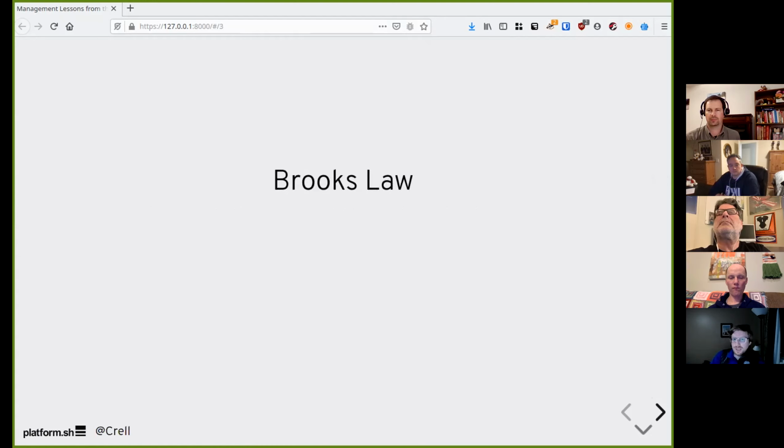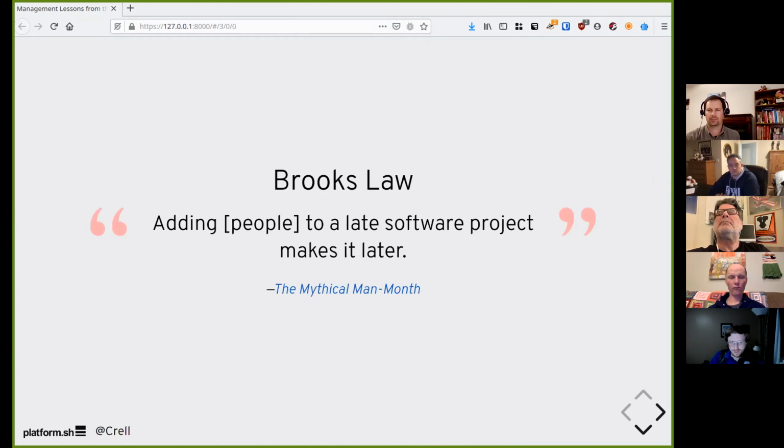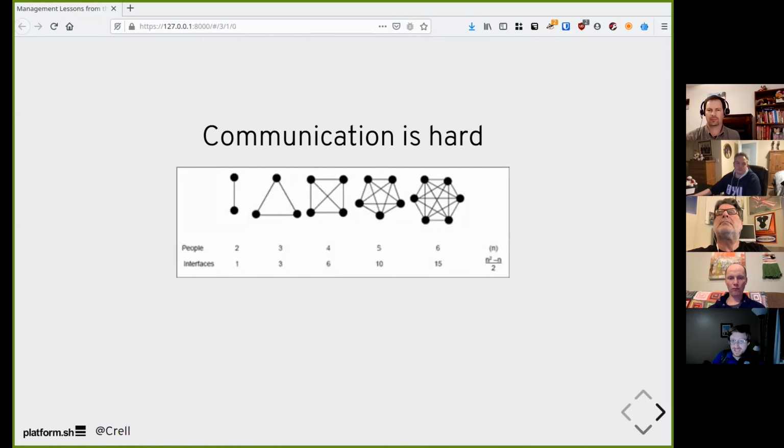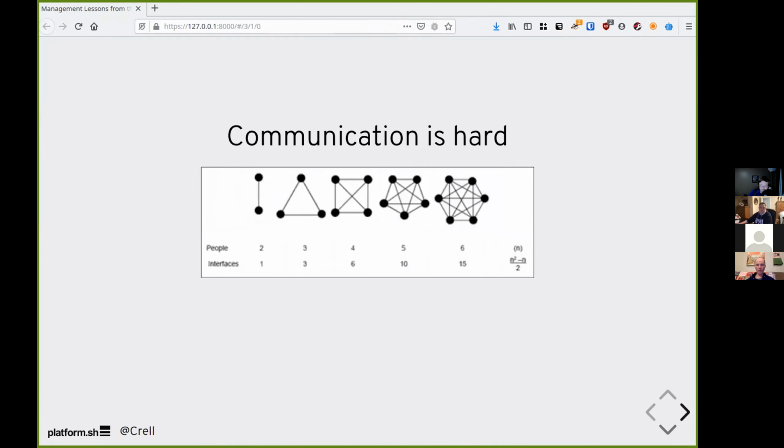So you may have heard of the phrase Brooks' Law. Adding people to a late software project makes it later. Why is that? This line comes from this book. Why is that? Because communication is hard. Communication is very hard. Why is communication so hard? Well, part of it is that it gets worse exponentially.